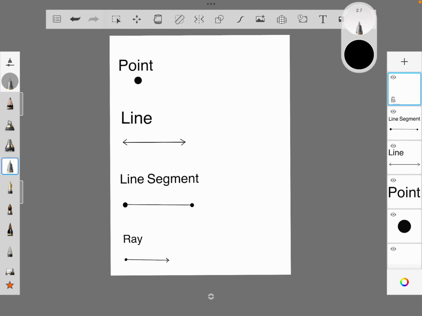Guys, in this video, I'm going to be doing a section on geometry. So, in this geometry course, I'll review things like points, lines, line segments, and rays. So, let's get started. Points are a simple thing.